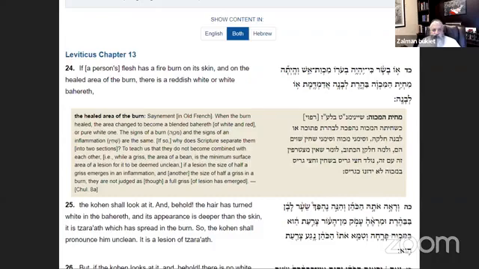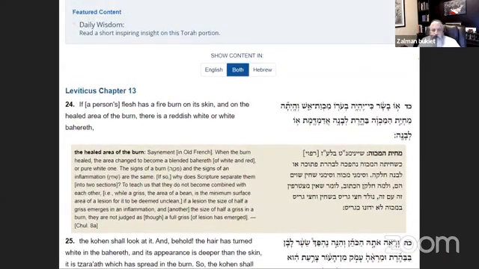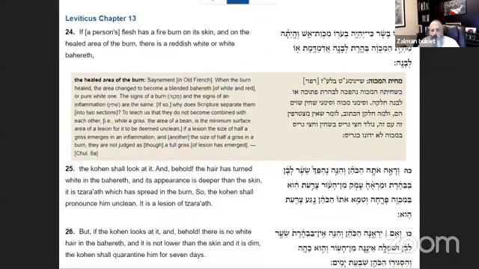If a person's flesh has a michvas esh, a fire burn on his skin, and on the healed area of the burn there's a reddish white or a white baheres, so there's a tzaras growing in the midst of this burn. Now Rashi says when the burn healed, the area changed to become a blended baheres of white and red, kind of a growth.